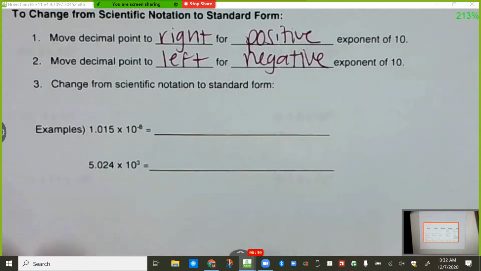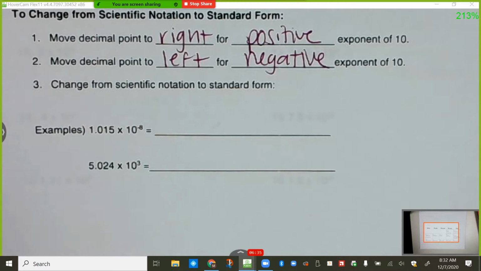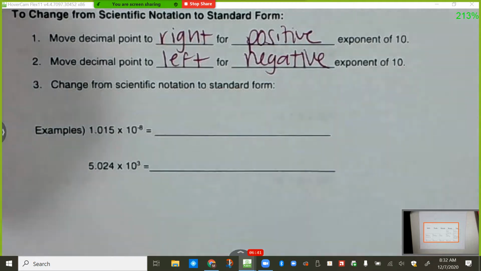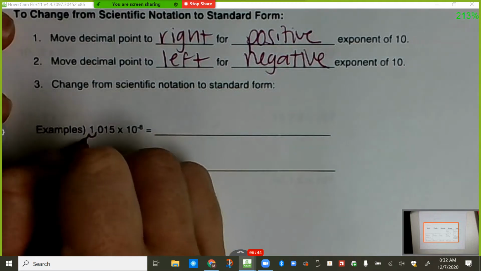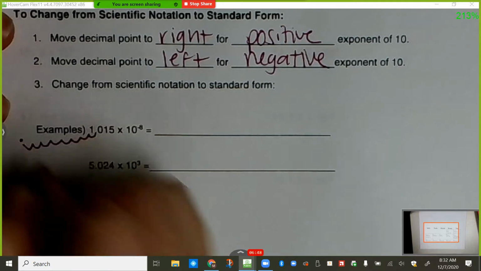So for example, this is times 10 to the negative 8 power. Okay, negative means smaller than 1, so which way am I going to move? To the left, because that's going to make it smaller than 1. So I'm going to move it 1, 2, 3, 4, 5, 6, 7, 8 times to the left.